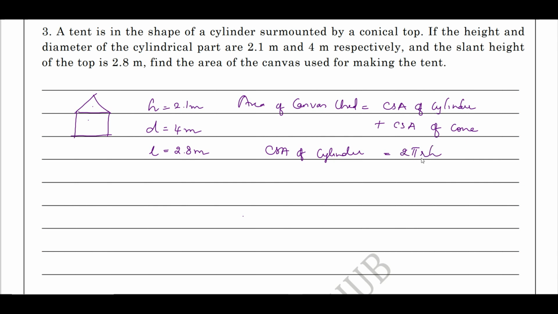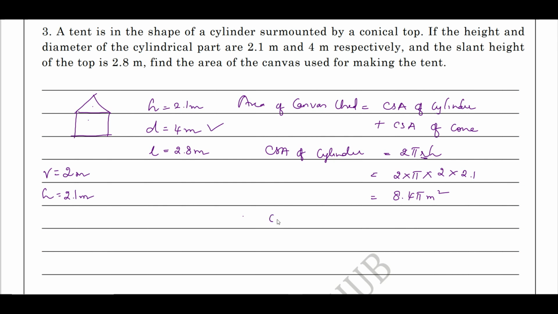Now radius, diameter they have given us 4 meters. We should find out the radius. r equals d by 2, that is 4 by 2, we get 2 meters, and also height is 2.1 meters. Therefore CSA of cylinder is 2 into pi value, I will not substitute, keep as it is. Radius is 2, height is 2.1. Now what we get? 2 into 2 is 4. 4 into 2.1 is 8.4 pi meter square.